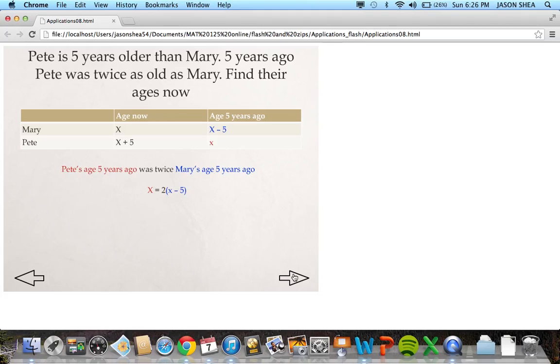Now we want to substitute the expressions we have written in the chart above for the verbal phrases they represent in the sentence below. So Pete's age 5 years ago, x, was, equals, twice, 2 times Mary's age 5 years ago, which was x minus 5. So that gives us the equation x equals 2 times x minus 5. Now that we have an equation, all we have left to do is solve the equation. It's a much easier process from here on out.